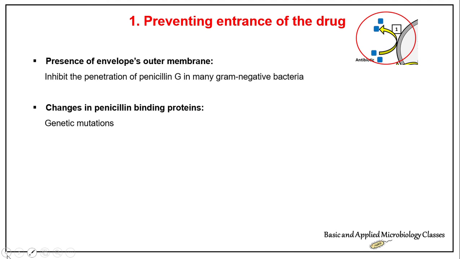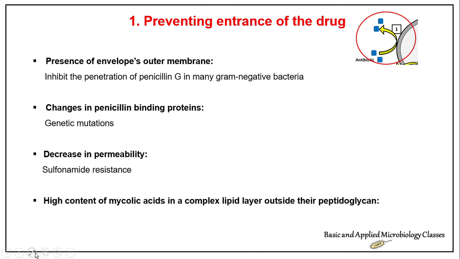So bacteria will be no more sensitive towards this antibiotic, and in this way it will develop resistance. Now you see third point, decrease in permeability. Okay, outer envelope permeability is very commonly used by many bacteria which develop sulfonamide resistance. Now you see fourth point, high content of mycolic acid in a complex lipid layer outside the peptidoglycan.